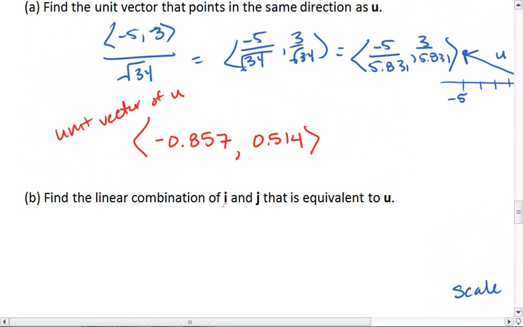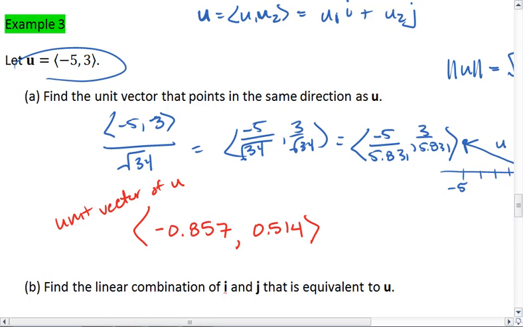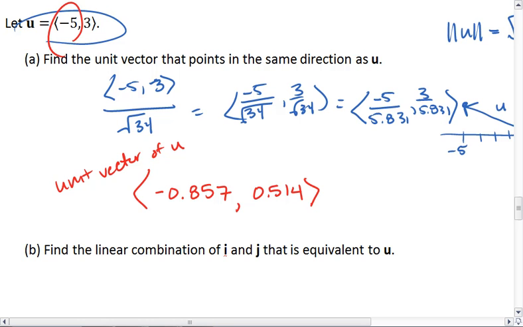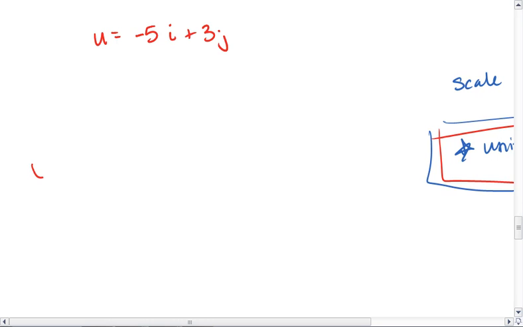Alright, let's look at the next one. We now want to find the linear combination of i and j that is equivalent to u. This is actually really simple. What you do is you see that we're going negative 5 horizontally, which means u is going to be negative 5 times the unit vector i, and we're going 3 up. So we have plus 3 times the unit vector j. And that is it.